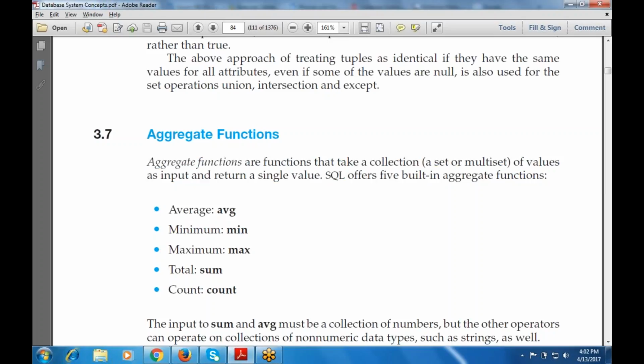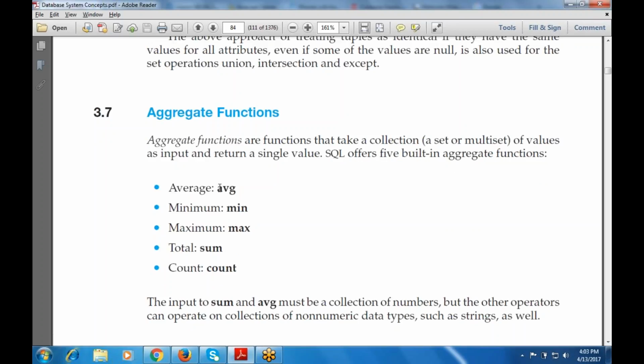Aggregate functions are those functions that take a collection, a set or multiset of values as input and return a single value. That value may be a single value, or it may be multi-valued, that means more than one output. SQL offers 5 built-in aggregate functions. What are the 5 aggregate functions? One is AVG, average, then MIN, minimum, then MAX, maximum, then SUM, that is the total, then COUNT, that is the count function.